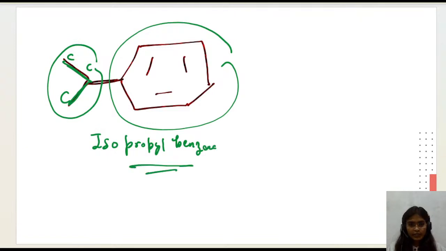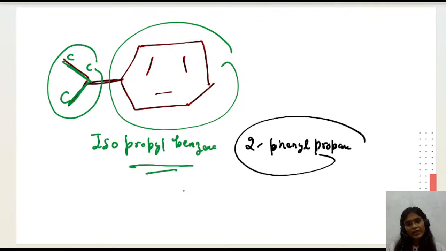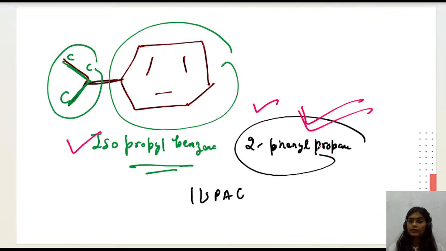So yes, this name, and listen to my point. That one word we just discussed, that is 2-methyl, sorry, 2-phenyl propane, right? So both are expected by the IUPAC. Both are expected, but what is important? If you are going to select, let's suppose this is also given as an option, you have to go with this as the only answer.